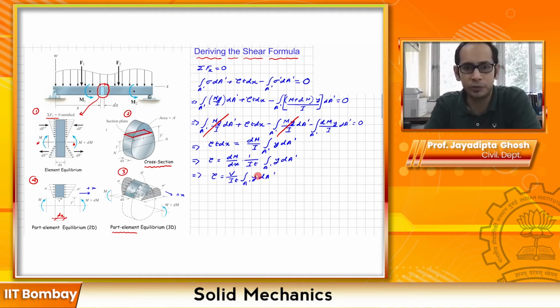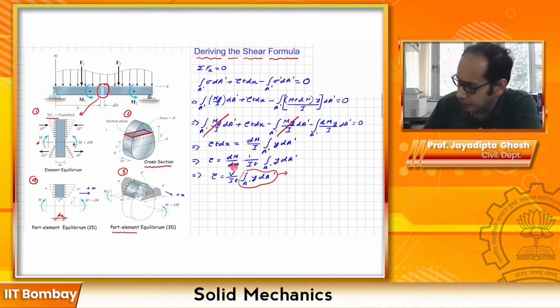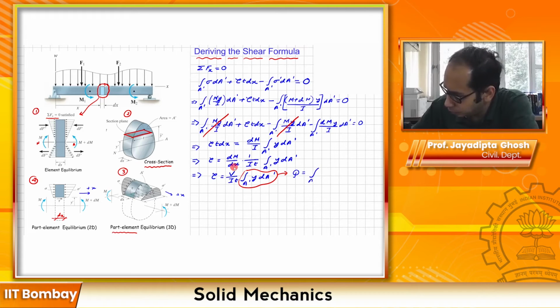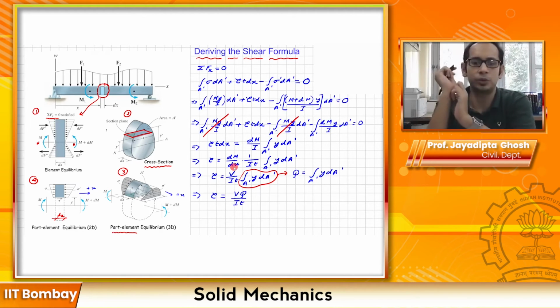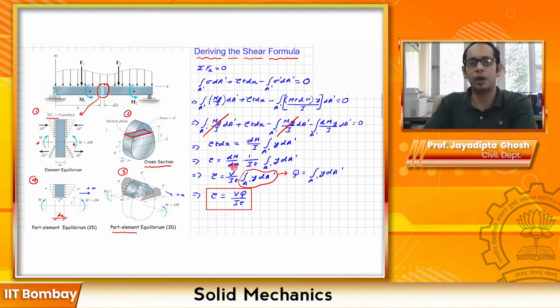So tau becomes equal to V, that is the shear force at that particular section, divided by I times t, integral of this one over here. Now this particular thing that you see within the integral, I'm going to call that Q, where Q is the integral over A prime of y dA prime. Then this equation further simplifies to tau equals VQ divided by It. Let's put an important rectangle over that, right? So tau equals VQ divided by It, and this, my friends, is the shear formula.